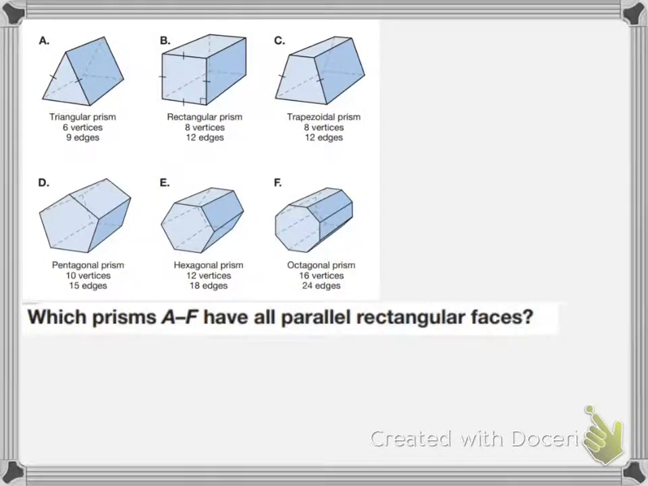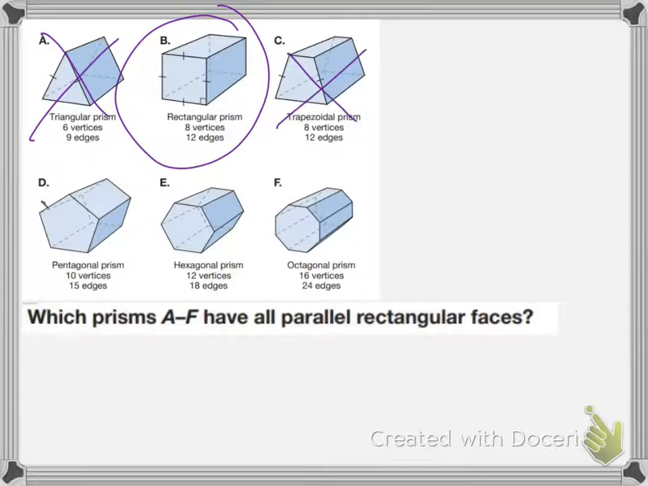Okay, so this first question asks which prisms, A through F, have all parallel rectangular faces. So you're looking for ones that have rectangular faces only. So that means it can't be A because that has triangles. B has only rectangles because remember a square can be a rectangle. C does not, it has a trapezoid. D does not because it's a pentagon. E and F are not. So only figure B has all parallel rectangular faces.